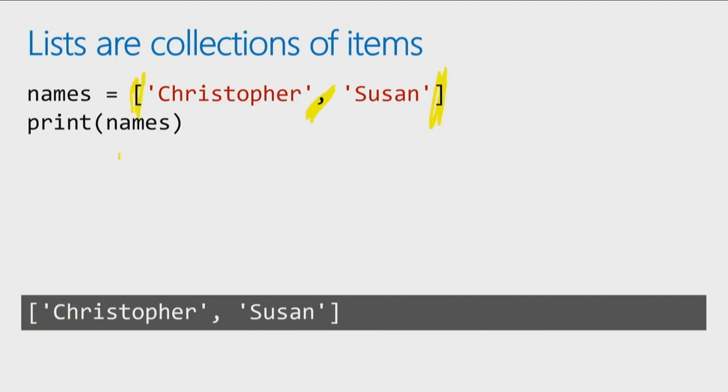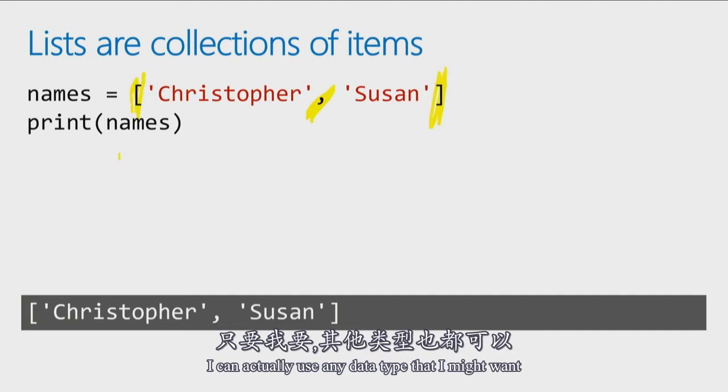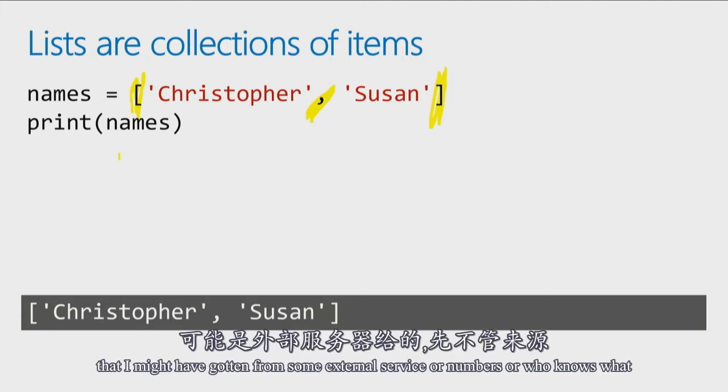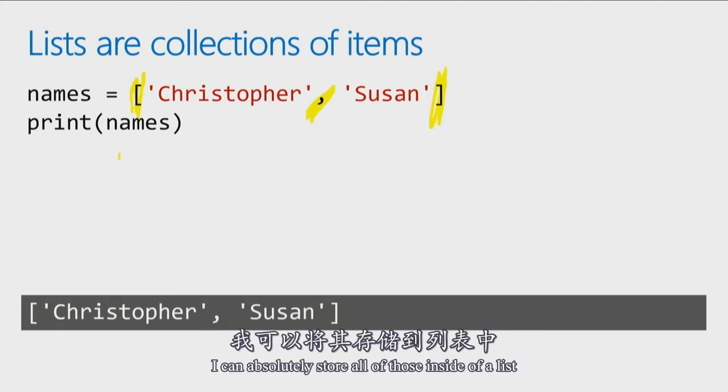inside of there. Now, one thing I want to highlight is that even though I've used strings, I can actually use any data type that I might want. So if I maybe have a collection of return values that I might have gotten from some external service, or numbers, or who knows what, I can absolutely store all of those inside of a list.